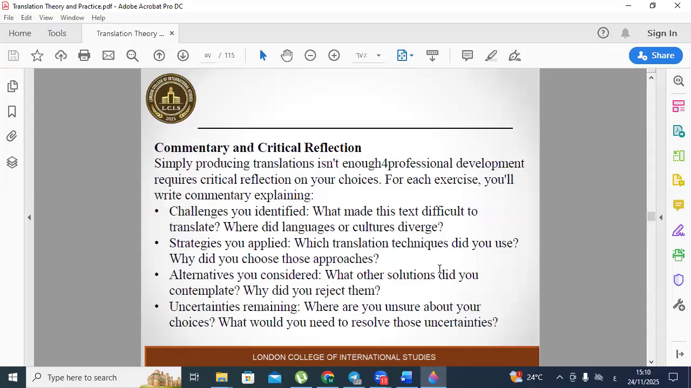Commentary and critical reflection. Simply producing translations isn't enough. Professional development requires critical reflection on your choices for each exercise. You will write commentary explaining challenges you identified.